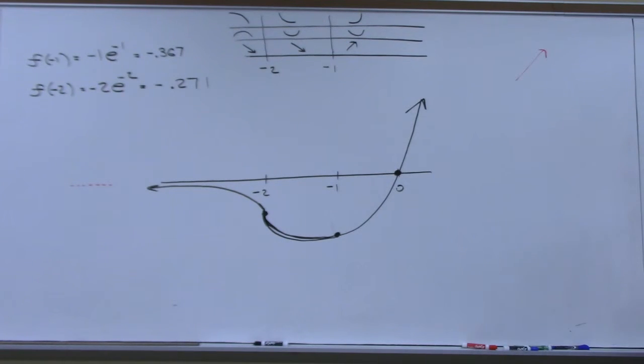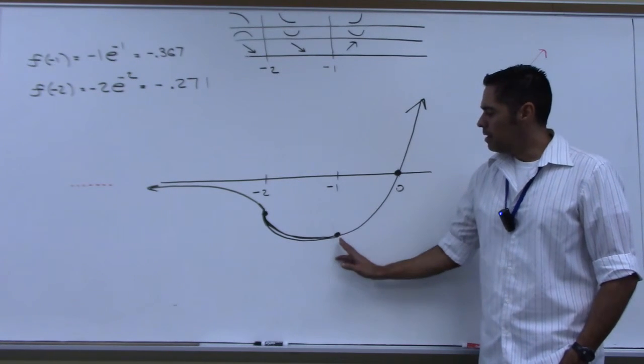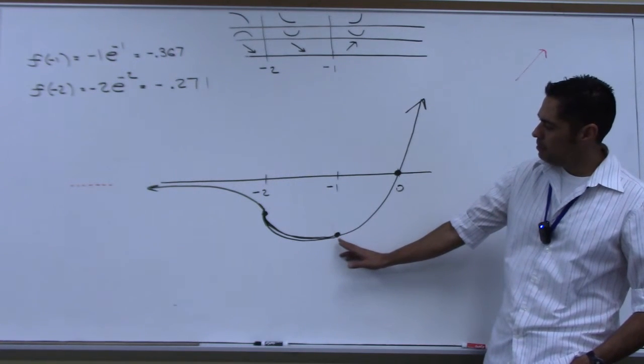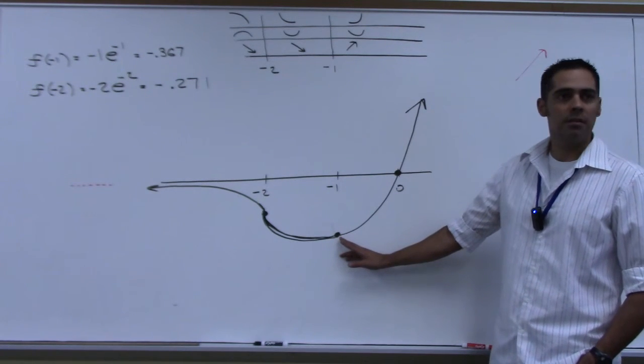But with the calculus, it's very obvious where these things are happening, right? Local minimum right here. Actually, is that a local minimum? That's a global minimum, isn't it? It's the lowest point on the graph.